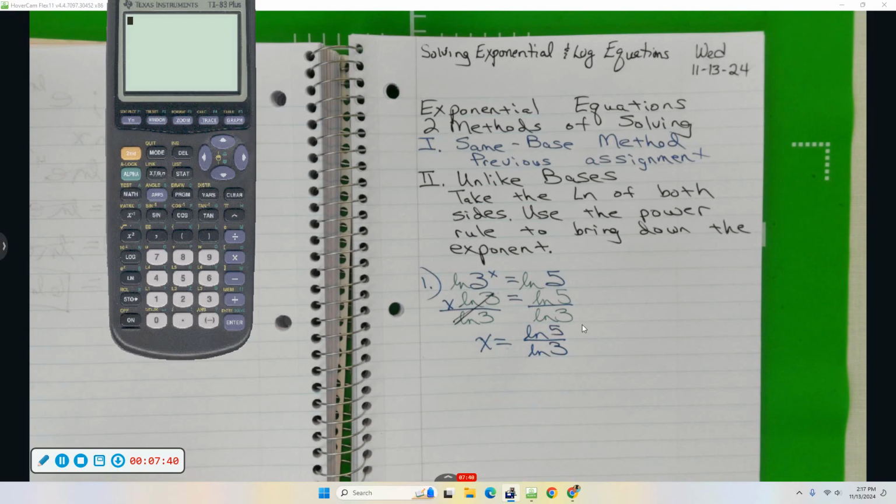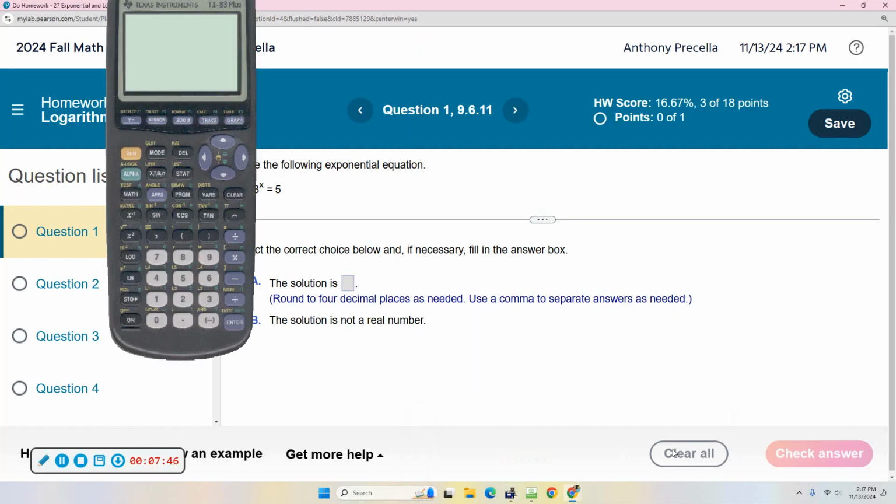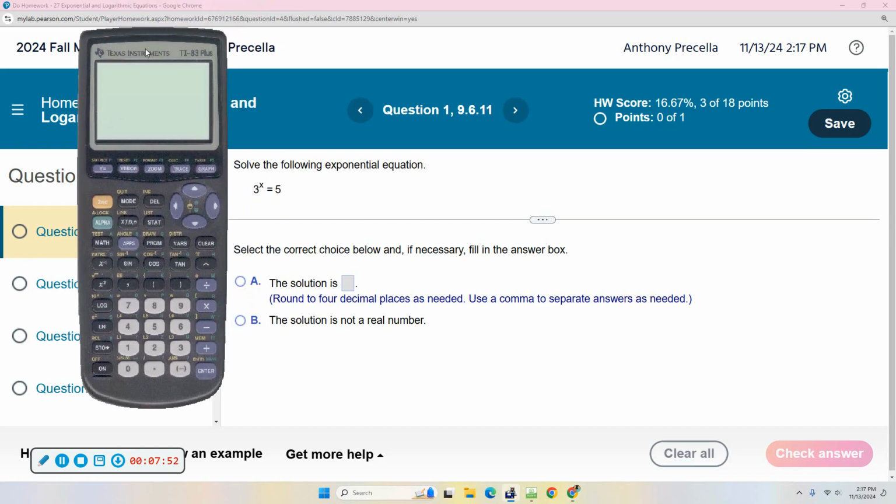And they're going to want us to punch this into our calculator and get a decimal approximation. Switch back to the problem. How do they want the problem rounded? Round to 4 decimal places. So switch back to my work.